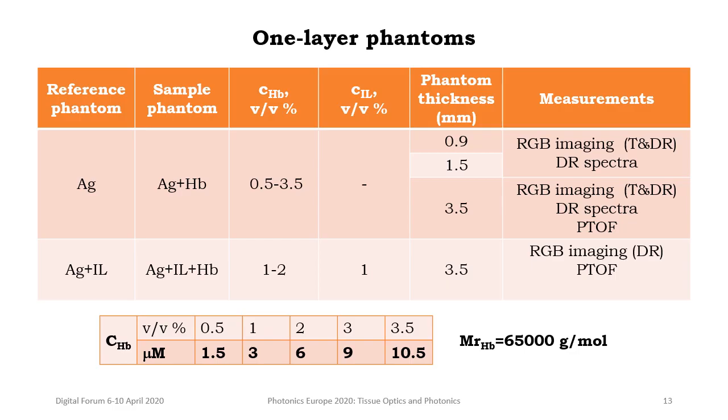These tables show detailed description of the hemoglobin and intralipid concentrations used in the one-layered phantoms of different thicknesses. The hemoglobin concentrations were changed from 0.5 to 3.5%. That corresponds to 1.5 to 10.5 micromoles. As reference, we used phantoms of pure agar and agar with intralipid.